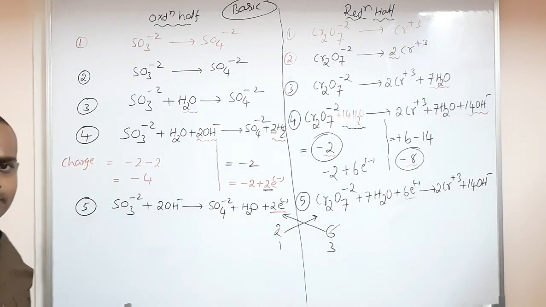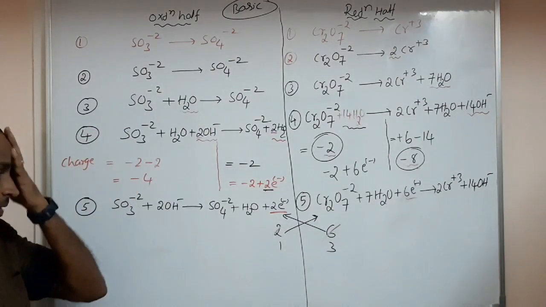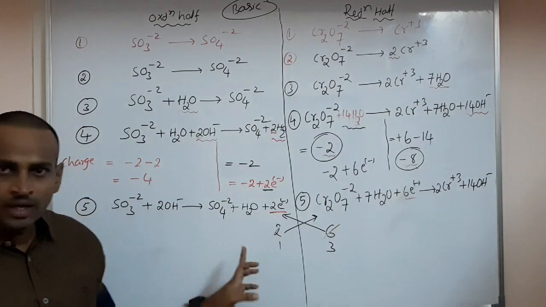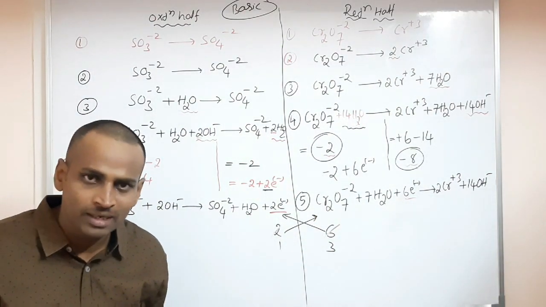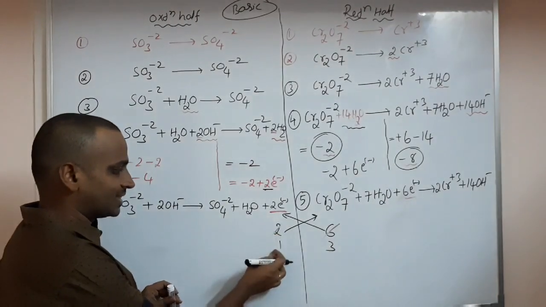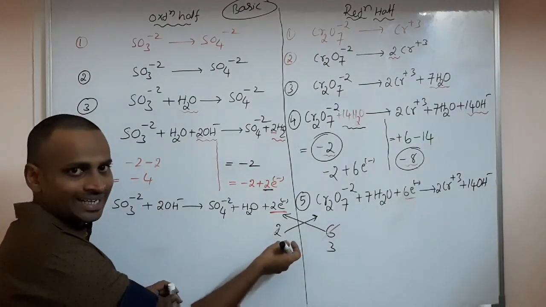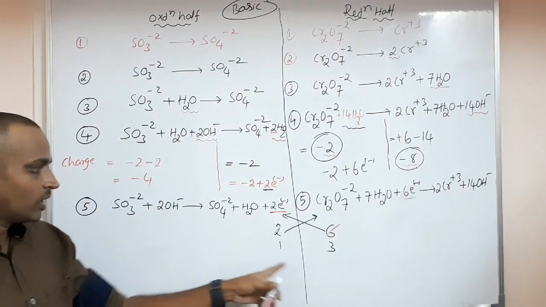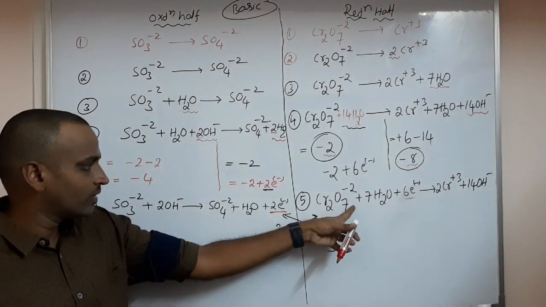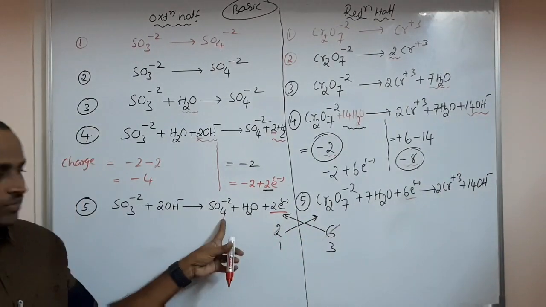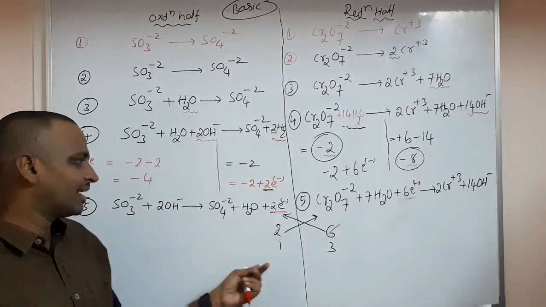I can do that. Clear? So I repeat, here 2 electrons, here 6 electrons. 2 and 6 are multiples of each other, so take the simplest one, which means the least one. 2 2s are the second table. 2 1s are 2 and 2 3s are 6. So 1 and 3: this equation you have to multiply with 1 and this equation you have to multiply with 3.